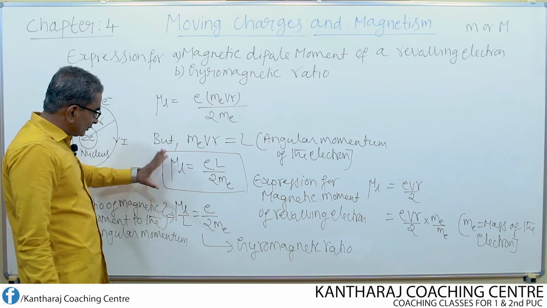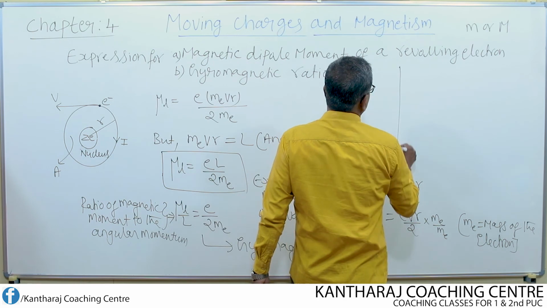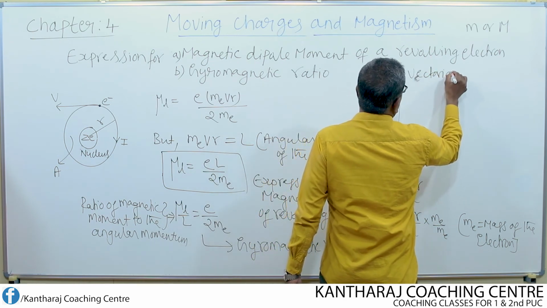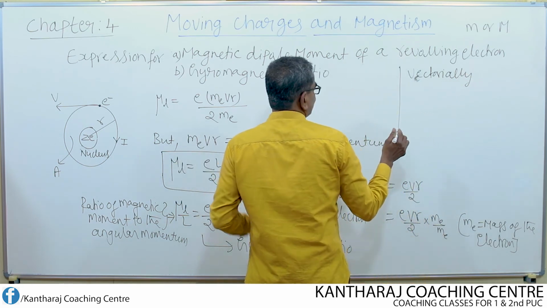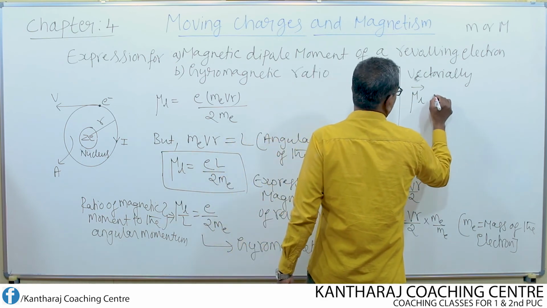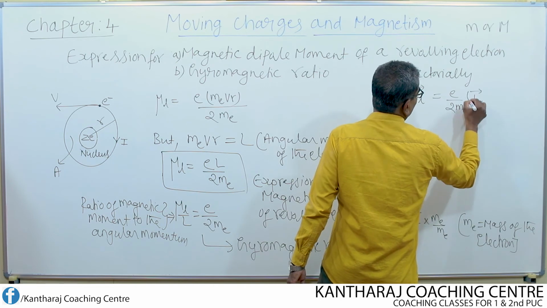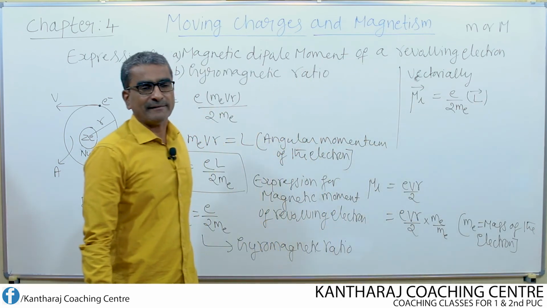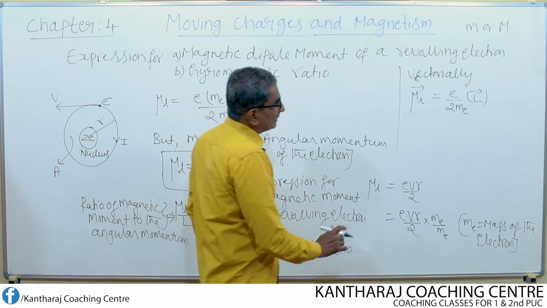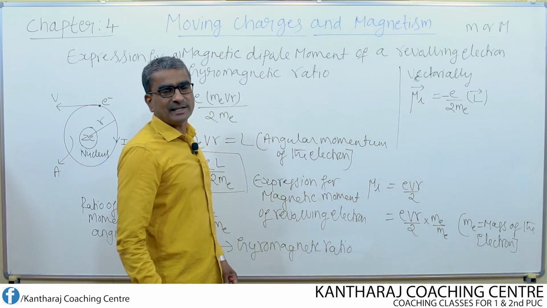Now I can also write this vectorially. How to write this vectorially? That means in terms of vectors. Vectorially, how do you write the magnetic moment? Mu L, I put an arrow. This is equal to E divided by 2 into ME, then vector L. But here I write this with a minus sign. Why should I use a minus sign here?